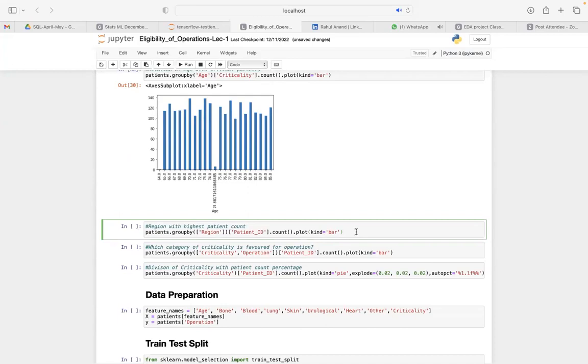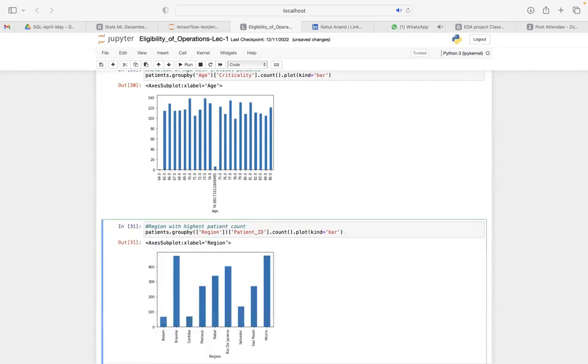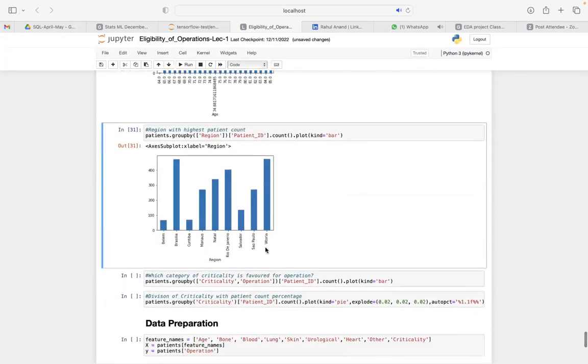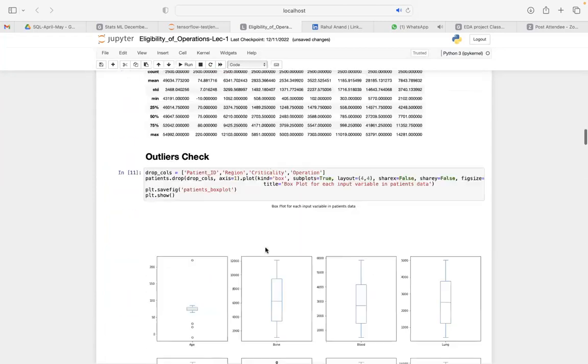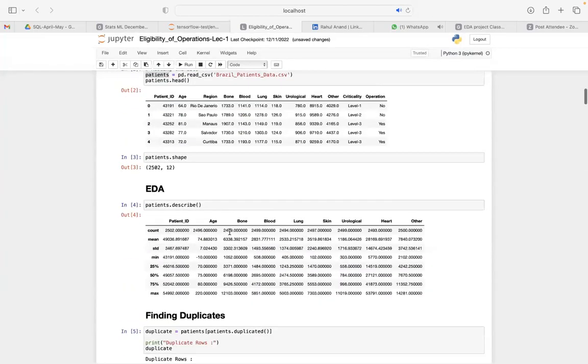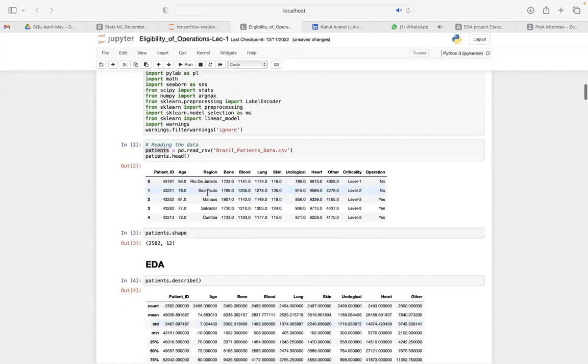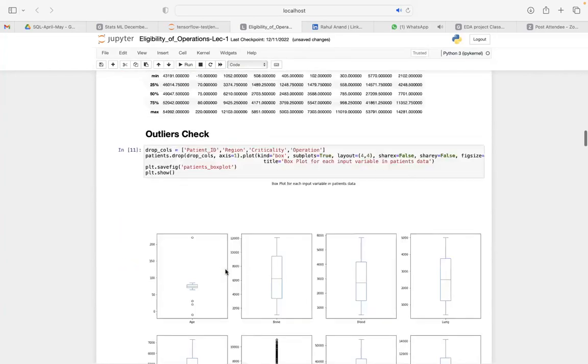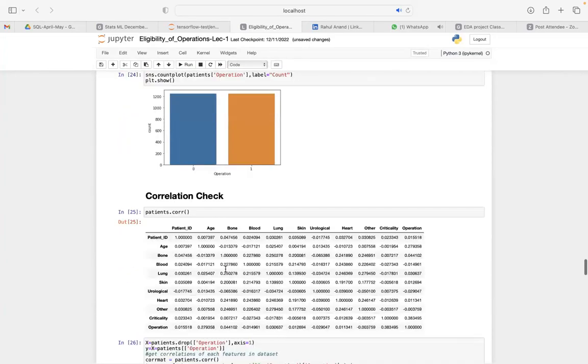Okay. Now again, if you want to do a group by on region and check the patient count, you can do that. As you can see in the data, initially there were a lot of regions: Rio de Janeiro, Sao Paulo, Manaus, Salvador. These regions were there.